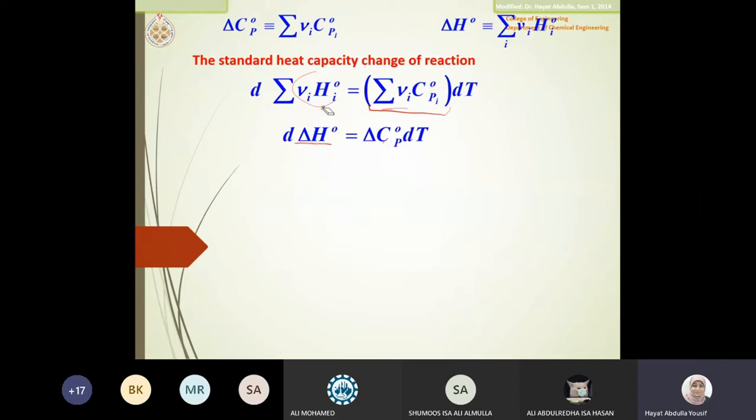Forget about thermo. Think about it mathematically. Mathematically, if I want to integrate here, how can I integrate? If I have dx, how can I integrate it? It's going to be integration from x1 to x2, correct? So same thing here. If I want to integrate it, it will be integration from what? From delta H naught to another delta H naught.